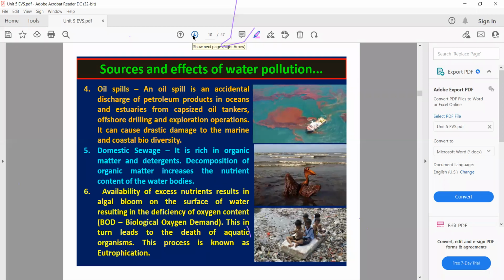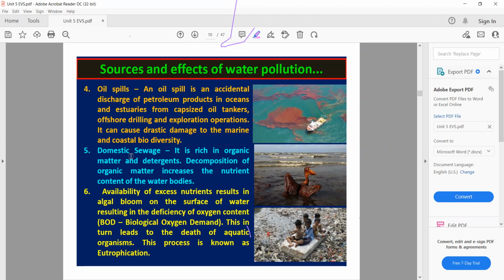Next is domestic sewage. We are responsible for this. It is rich in organic matter and detergents. Washing clothes, utensils, everything. Where is that water going? That soapy water? We have no answer.